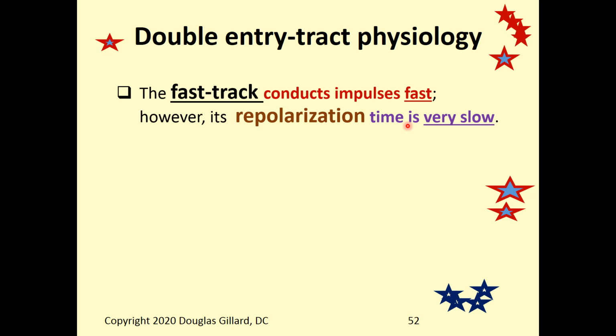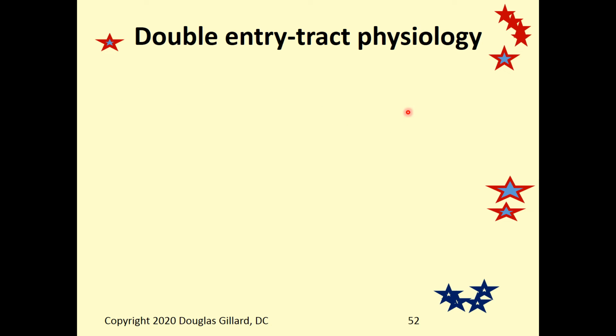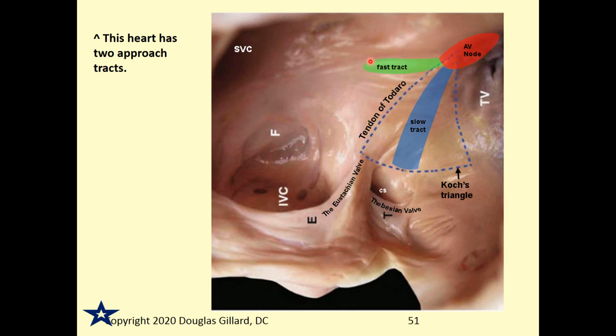So it's kind of everything I just said. The fast tract usually conducts the impulse. But the key is, if it doesn't have this slow repolarization, you won't get AVNRT. You have to be really fast. The fast tract conducts really fast. So current action potentials can zip down this really fast and hit the AV node. But it's slow to repolarize. It doesn't reset. It's slow resetting.